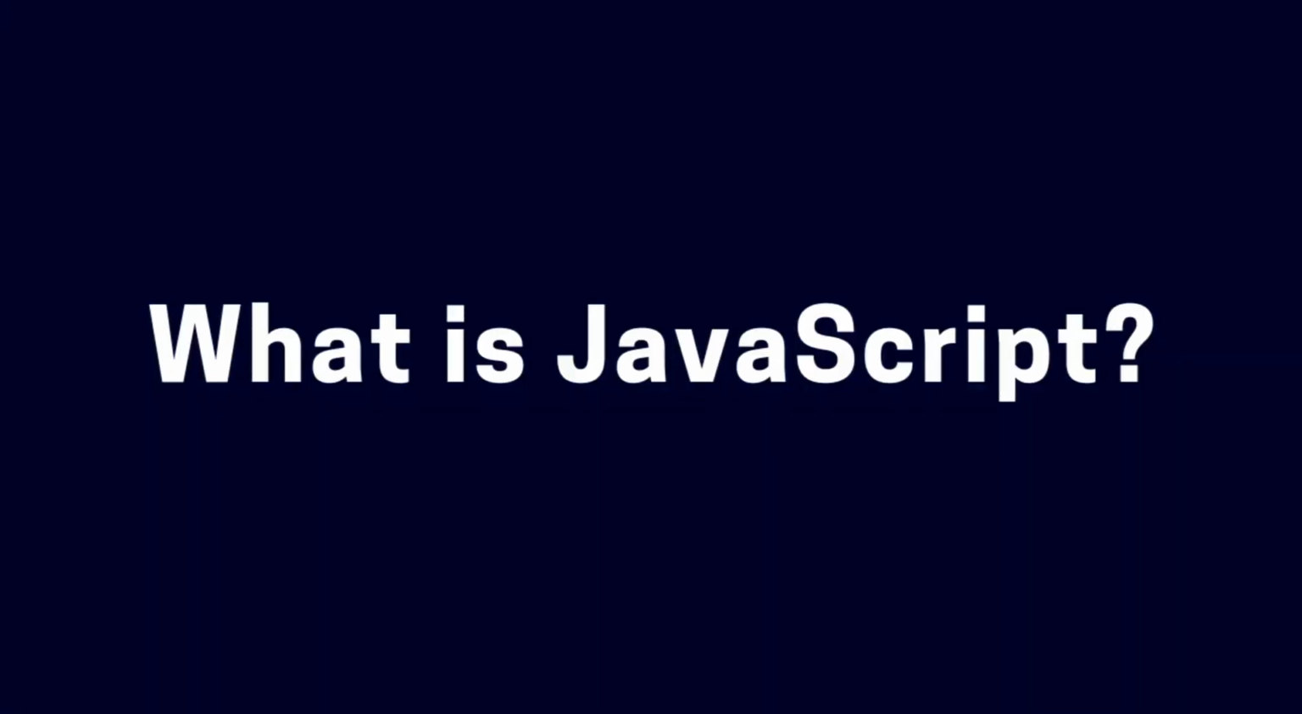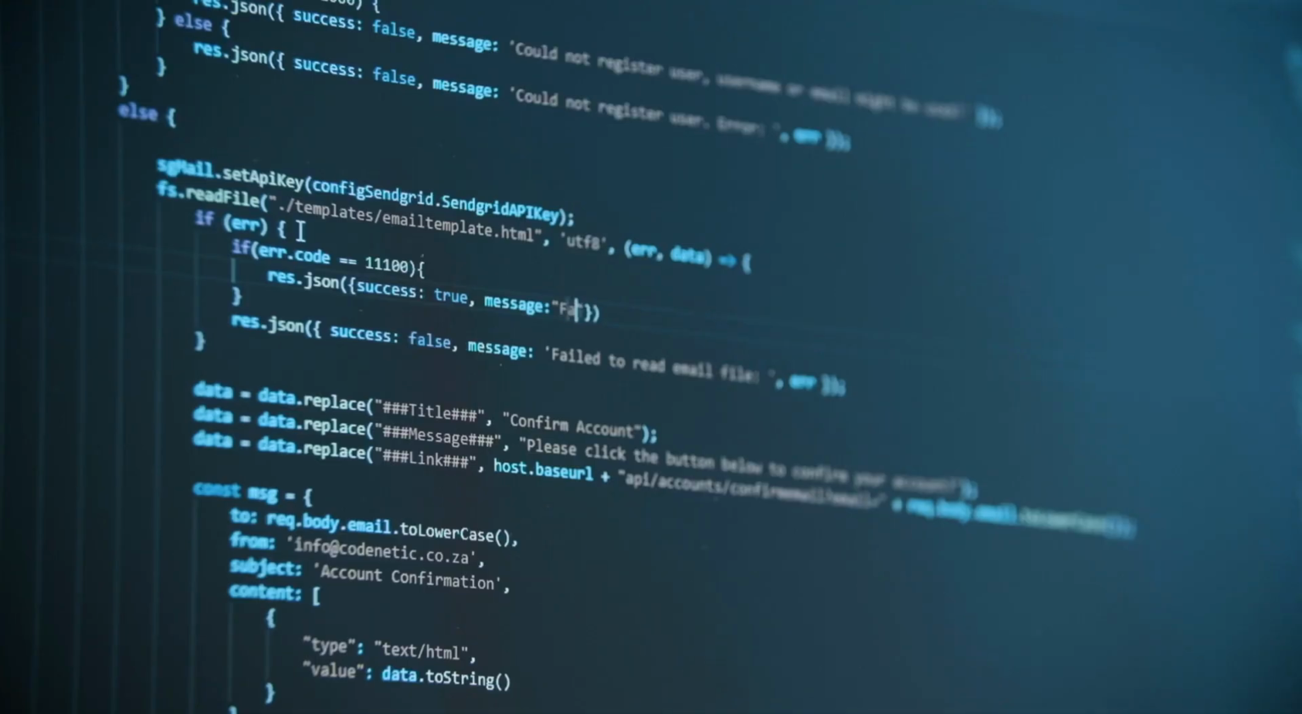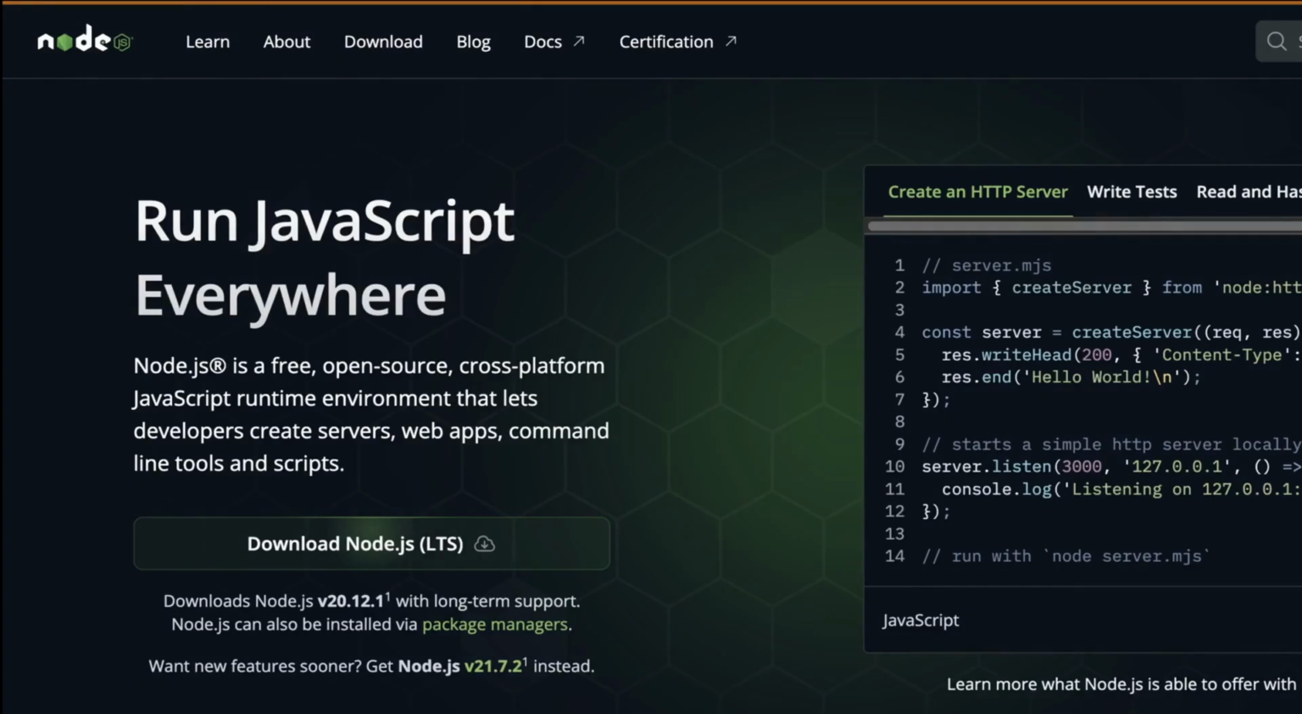What is JavaScript? JavaScript stands as the most popular programming language in the world, essential for front-end web development. It powers the interactivity on websites, but its capabilities extend far beyond. JavaScript can also craft backend services, desktop apps, and even mobile applications.